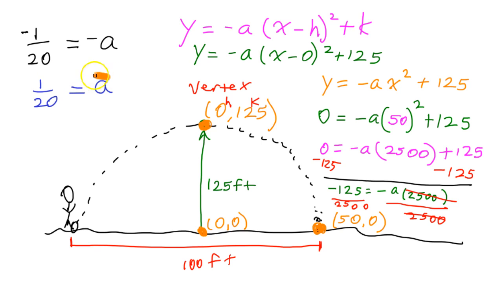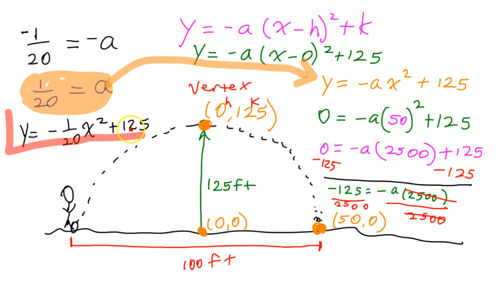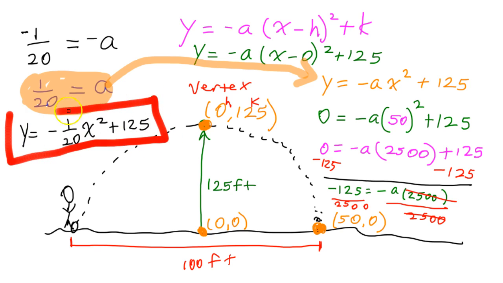And now, this is the part that most students forget to do. They forget to take this answer right here, where they know what a is, and they need to take that answer and send it back over to this equation right here. So we now know that the final answer is going to be y equals negative, yes, this negative is still there, a is just 1 over 20, so 1/20 x squared plus 125, and I'm going to put a box around my answer. So this is the equation that will model the path of the ball.